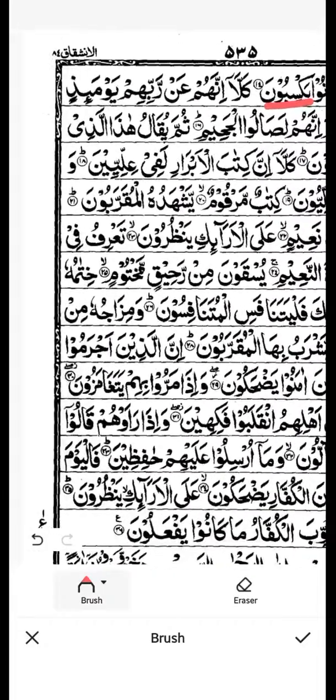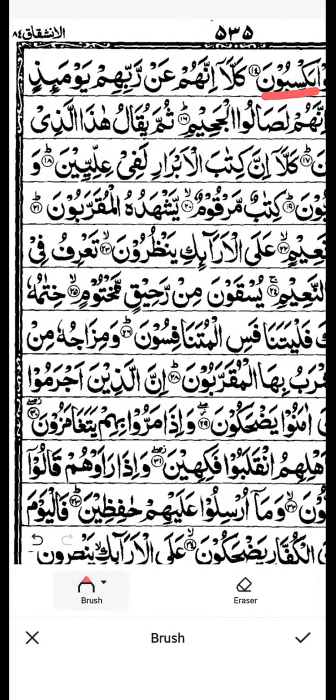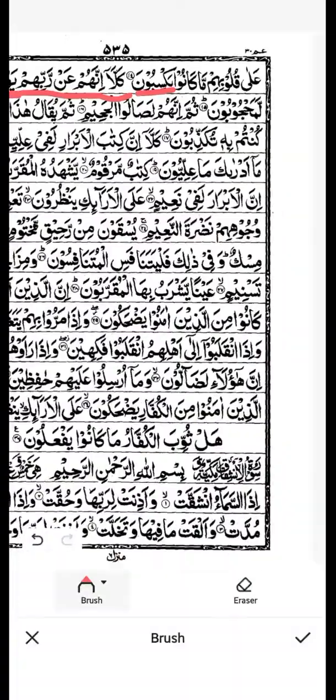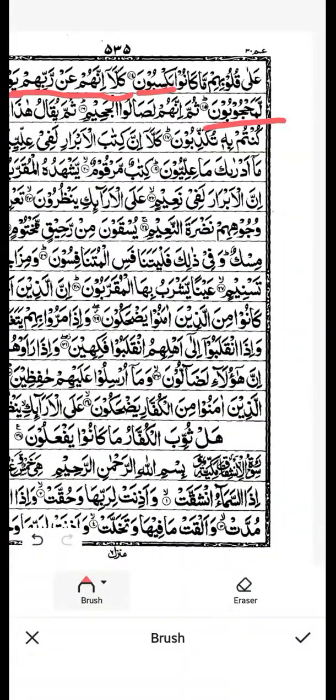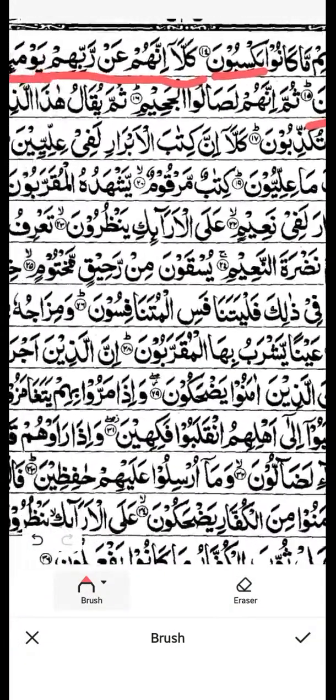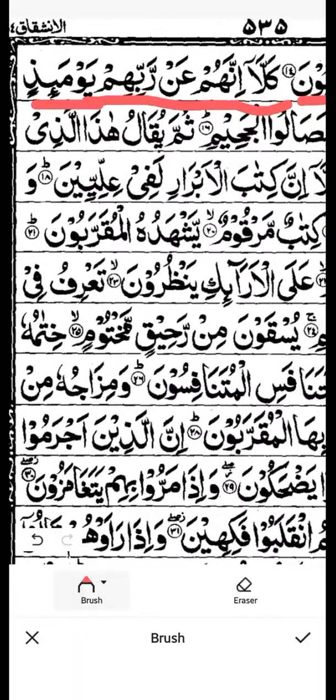Next ayah. Kalla innahum an rabbihim yawmaidhin mahjubun. And here we will discuss this ayah, why we stretch any letter. We should understand why we stretch any letter which we are reading. If there is a reason, we will stretch the word. If there is no reason, we will not stretch any letter, any word.